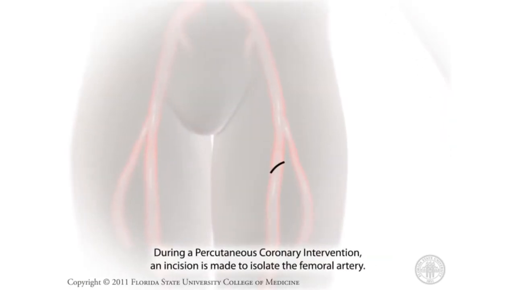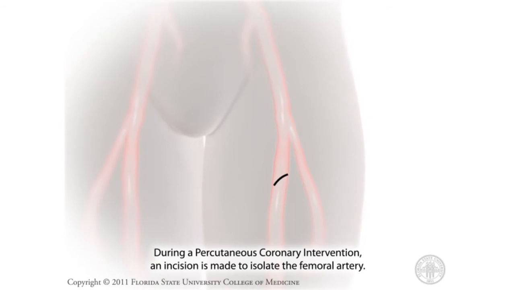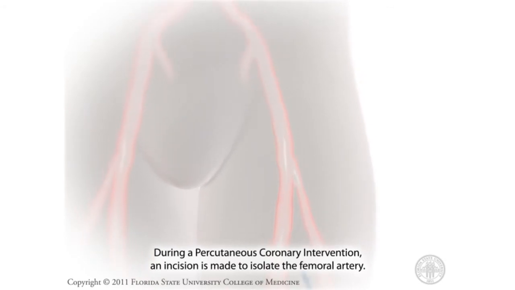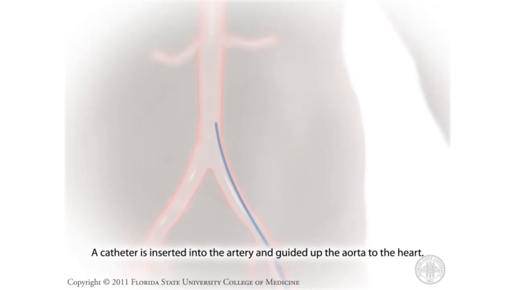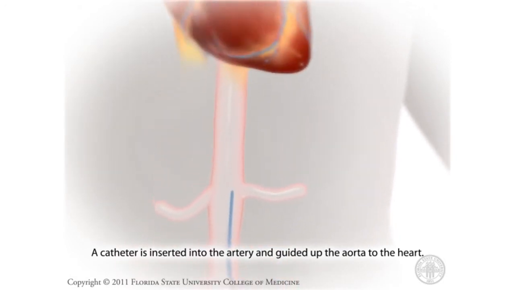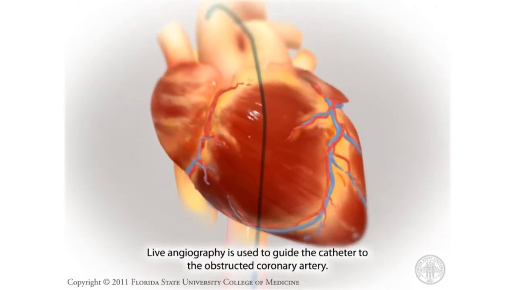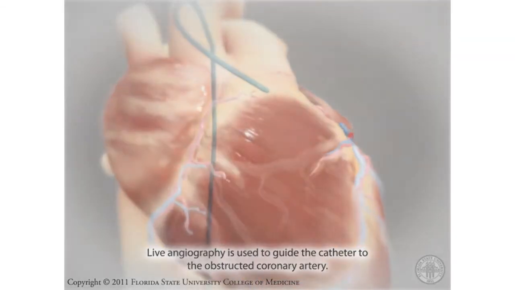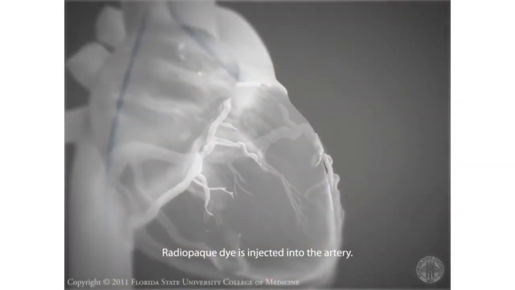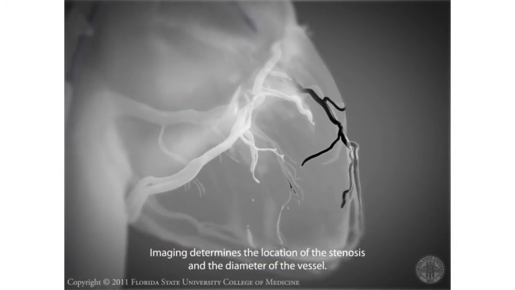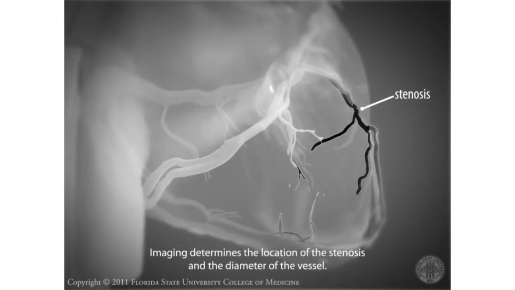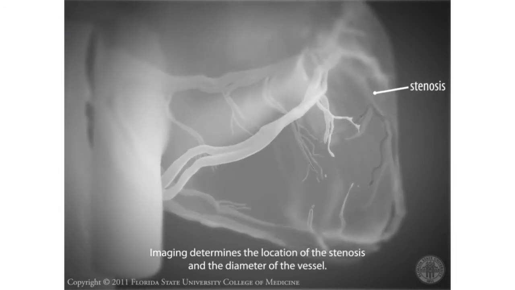During a percutaneous coronary intervention, an incision is made to isolate the femoral artery. A catheter is inserted into the artery and guided up the aorta to the heart. Live angiography is used to guide the catheter to the obstructed coronary artery. Radiopaque dye is injected into the artery. Imaging determines the location of the stenosis and the diameter of the vessel.